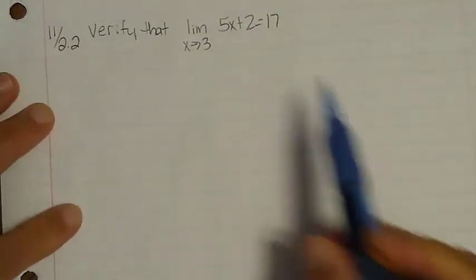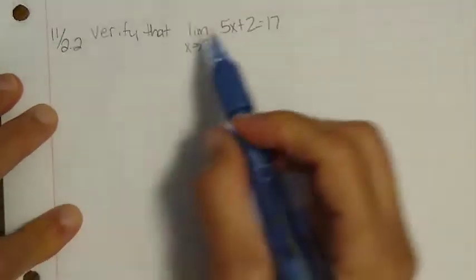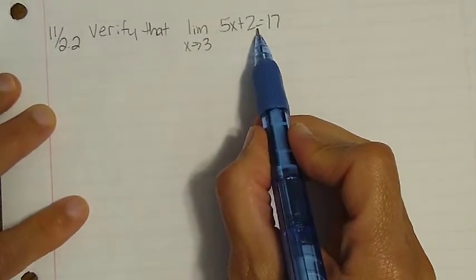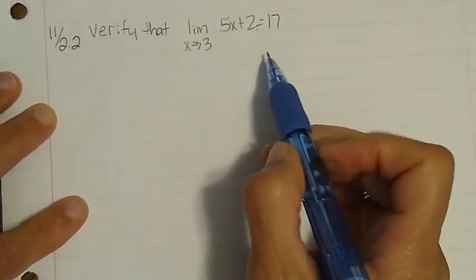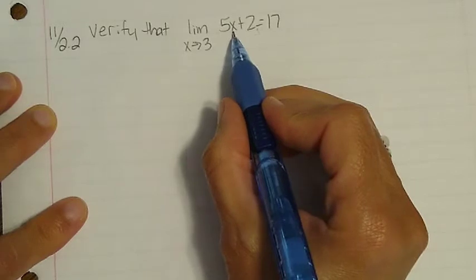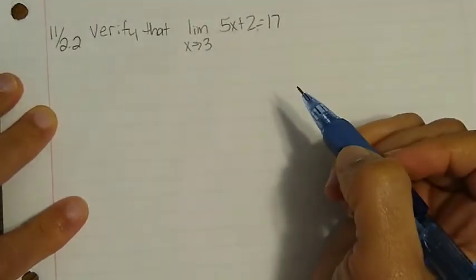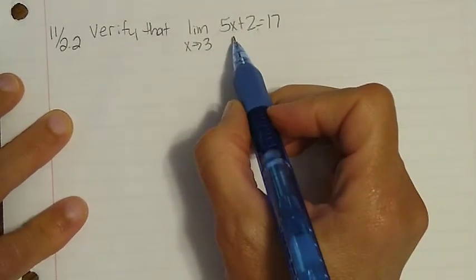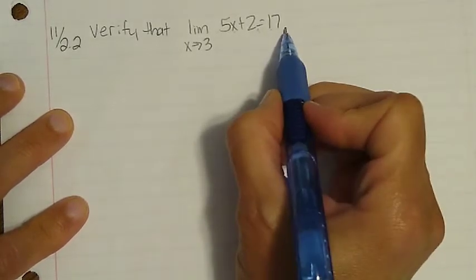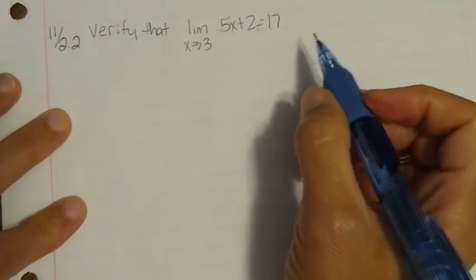With techniques that we've learned already since section 2.2, we see that this is a linear function. Linear functions are continuous everywhere, so this is a just evaluate limit. If we plugged x equal 3 in here, we would get 17, so it's no big surprise that the limit of this linear function as x approaches 3 is 17. But what is meant by verify?